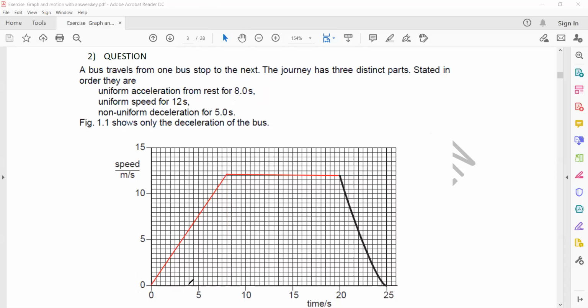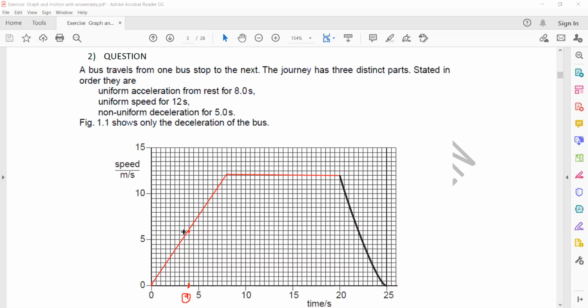So we need the acceleration when time is equal to 4. Here the time is equal to 4, so we need an acceleration. Till this part, it's a straight line. If it's a straight line, we'll simply find the gradient of a straight line, which is y2 minus y1 over x2 minus x1.